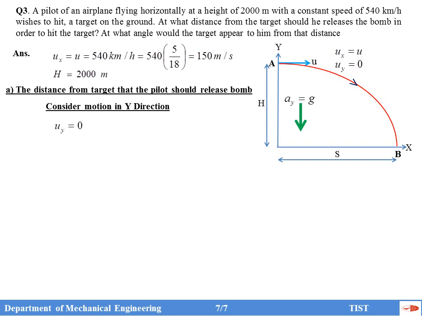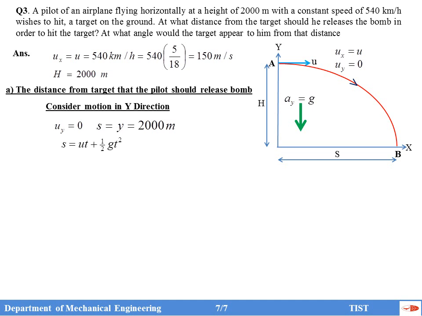Clear? Now if you consider the motion in y direction, uy equal to 0, right? Initial velocity in y direction is equal to 0, and ay equal to plus g, and the distance in y direction, not s, it is actually h. Sorry, it is not s, that is h. Okay, h is equal to y equal to 2000 meter.